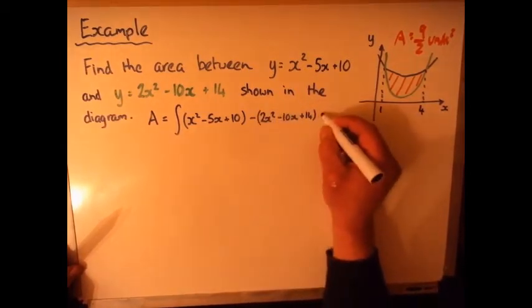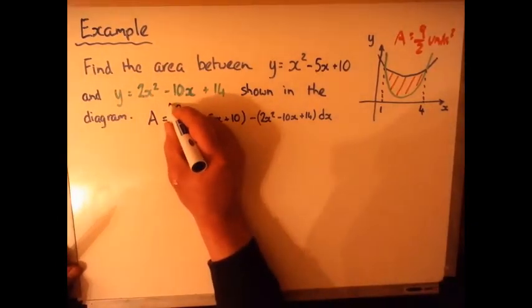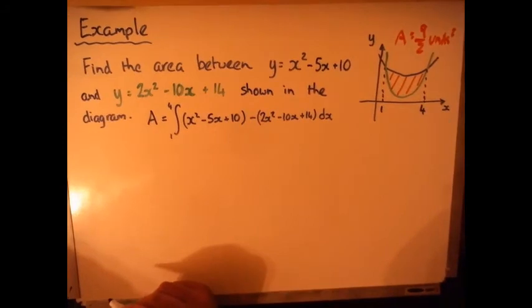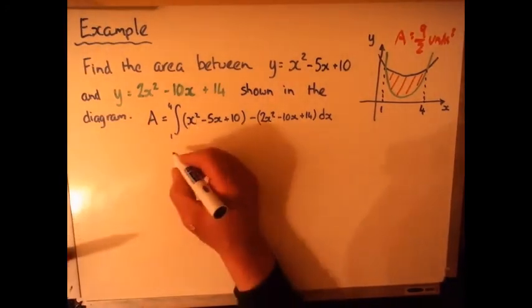And that's going to give us a new function that we are going to integrate between our limits 1 and 4. So when we have a look at this new function, we're going to be doing x squared, take away 2x squared.